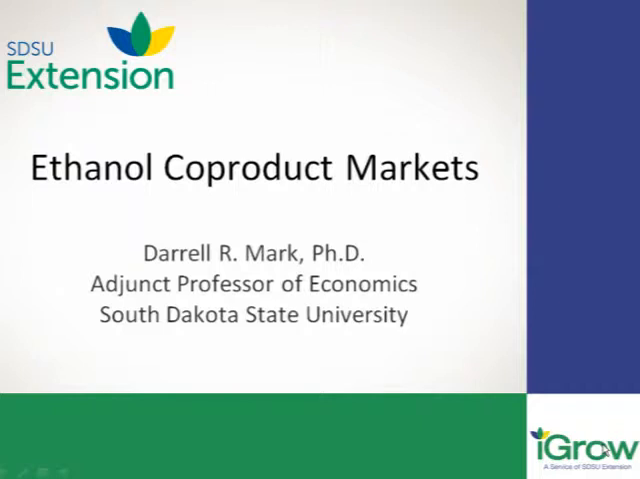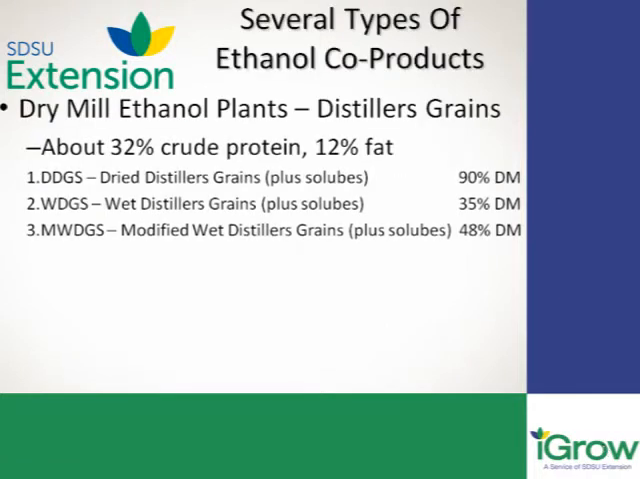And before doing that, I want to define a couple of the things that I might be talking about here. One of them is the type of ethanol coproducts. Now, you have two different types of ethanol plants in the Midwest. Most of them tend to be dry mill ethanol plants. Dry mill ethanol plants are the ones that produce distillers grains, oftentimes dry distillers grains plus solubles, wet distillers grains plus solubles, or modified wet distillers grains plus solubles. They're essentially the same product from a nutritional standpoint. They have about 32% crude protein, 12% fat. What's different in them is their water content.